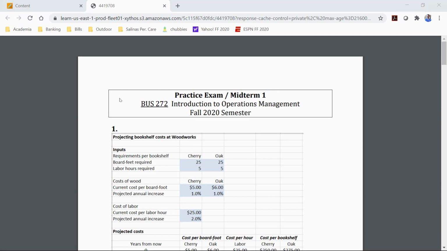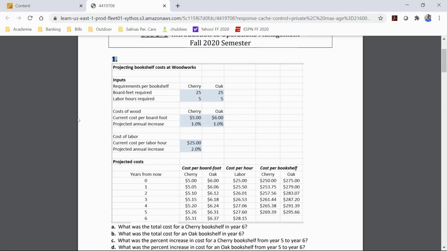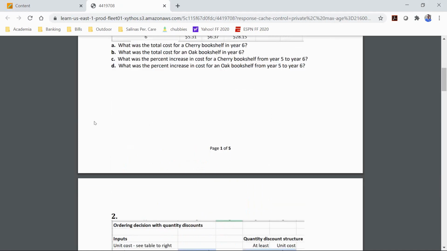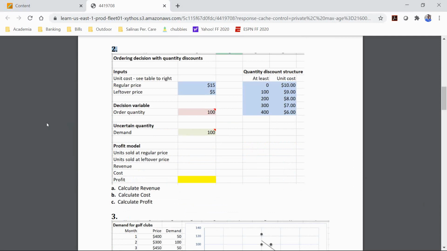Alright, so just a summary of what to expect on your exam. There'll be 7 questions. I tried to pick one question from each of the practice problems we did throughout the semester so far. You have one question on the first example we did, on the bookshelf cost one. So that's number 1. You'll have one on the quality discounts, the next example we did.